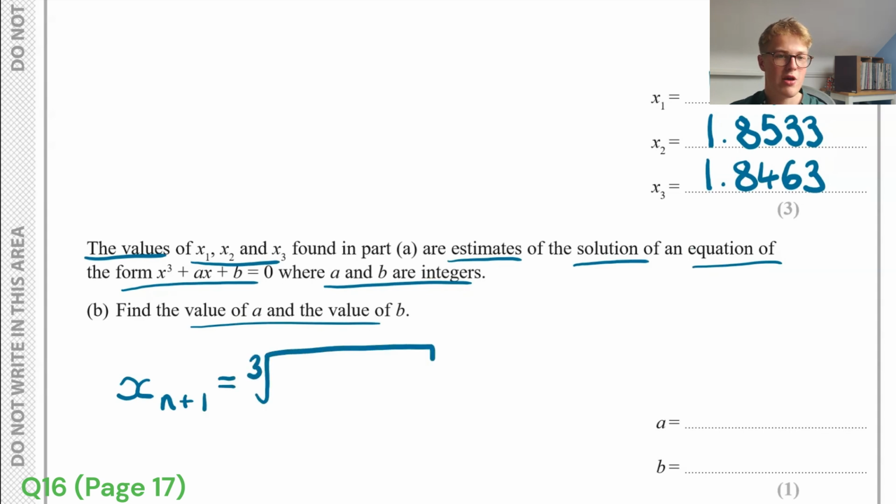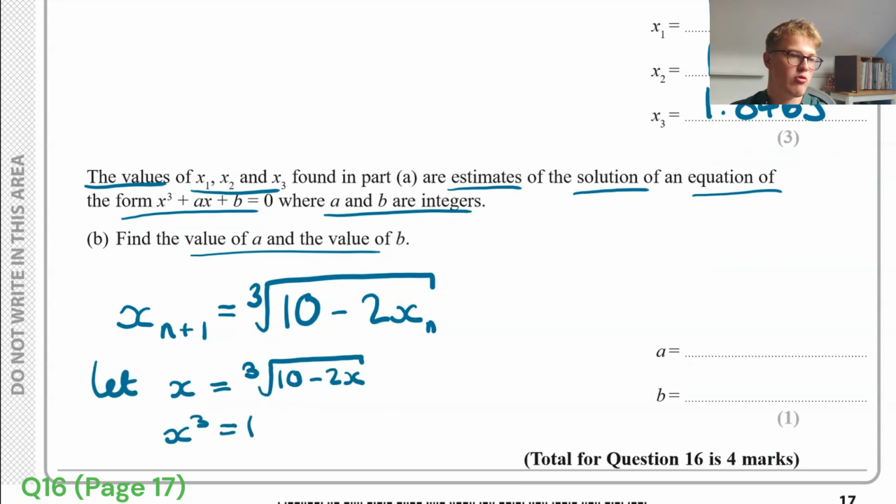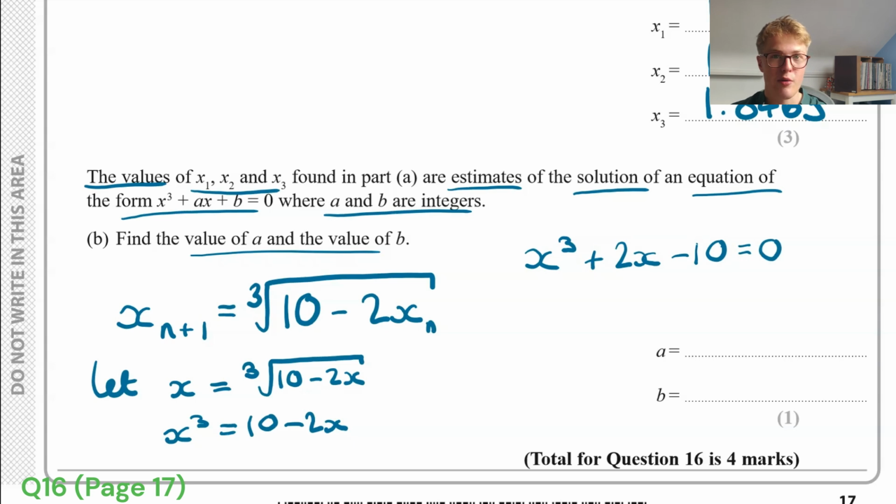So we need to use the iteration formula we found in part A. We have x n plus 1 is equal to the cubed root of 10 minus 2 x n from that. Then we're going to let x equal the cubed root of 10 minus 2x and rearrange for x cubed. So we cube both sides, get x cubed equals 10 minus 2x, and we rearrange this and we get x cubed plus 2x minus 10 equals 0, and therefore a is 2 and b is minus 10.